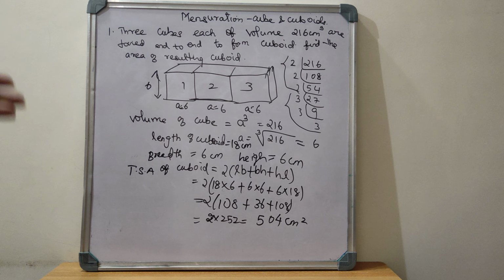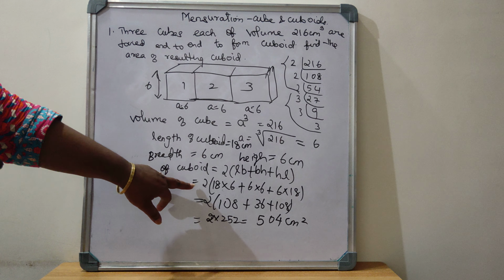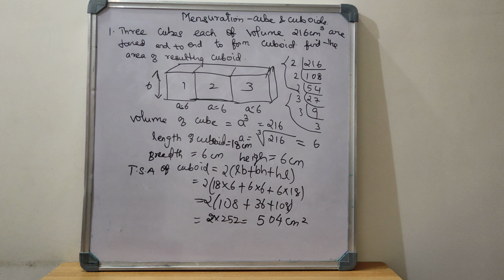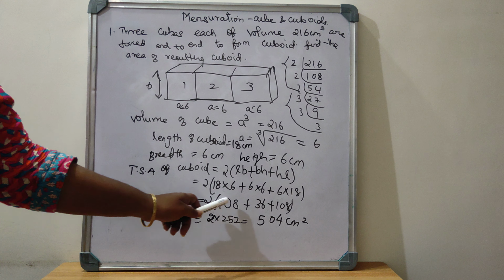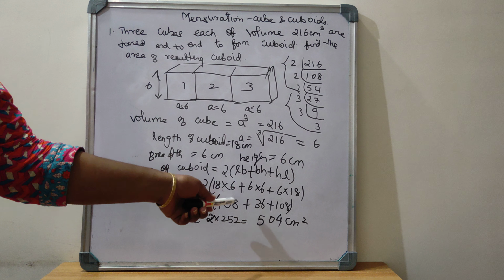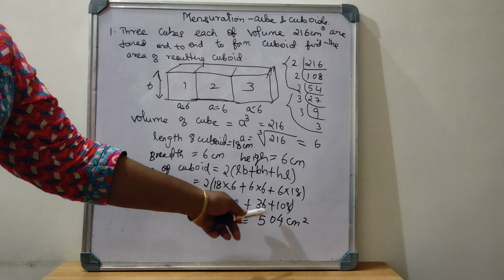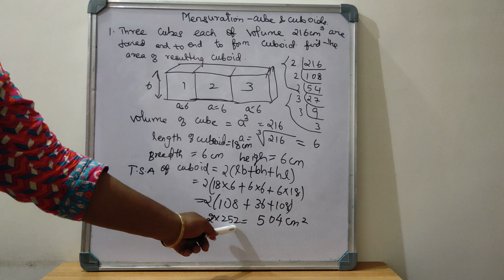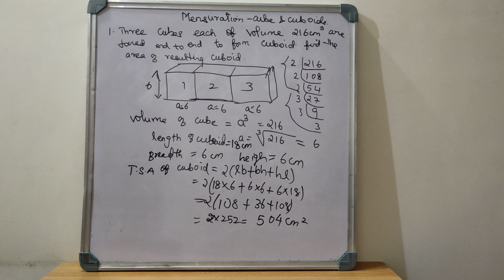And they ask us to find the TSA of the cuboid. So 2 into length into breadth plus BH plus HL, and we're going to substitute the values now. 18 into 6 plus 6 into 6 plus 6 into 18. 18 into 6 is 108, 6 into 6 is 36, 6 into 18 is 108. If you add all three, you'll get 252. When you multiply by 2, you'll get 504 centimeter square. So here we found the surface area of the cuboid from the cube.